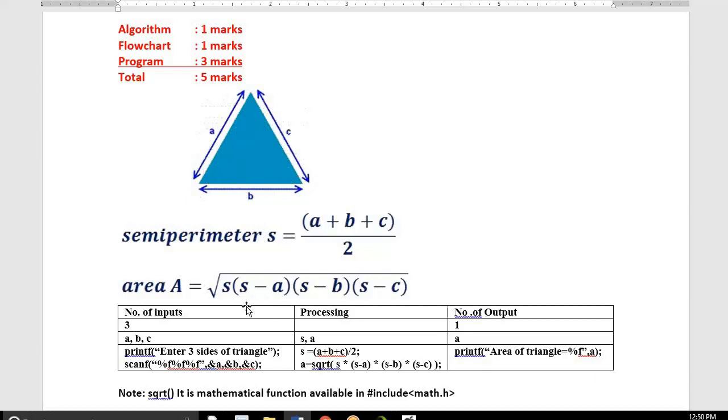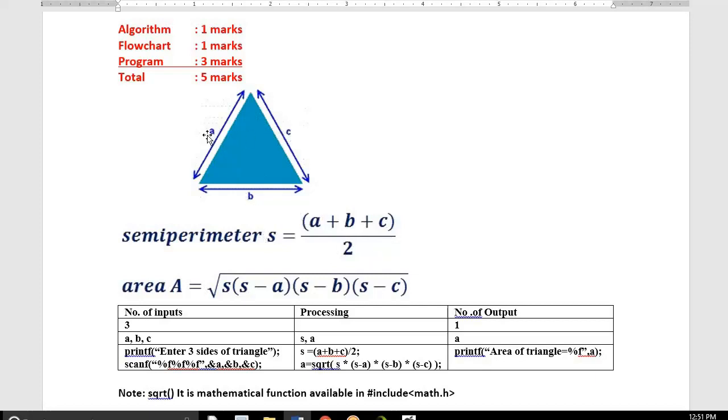How to find its area? This is a formula: area equals the square root of S into (S minus A) into (S minus B) into (S minus C). But to calculate the area of this triangle for the three sides A, B and C, first we need the S value. What is that S value? S means semi-perimeter. How do you calculate it? A plus B plus C, the sum of all three sides divided by 2, will give us the semi-perimeter.